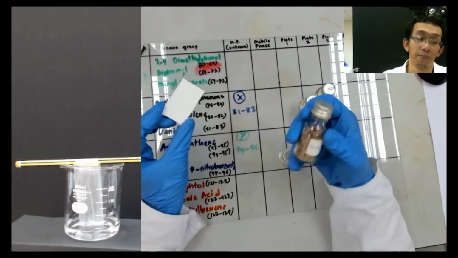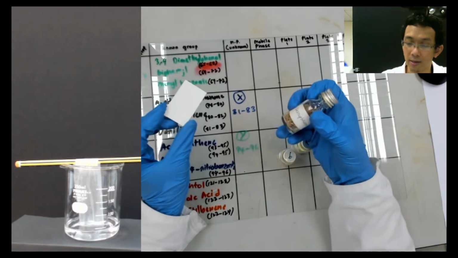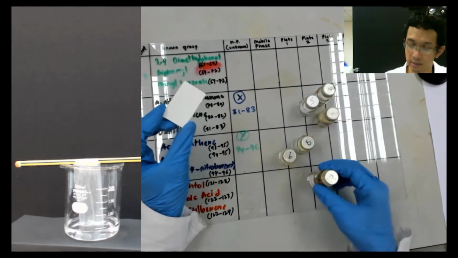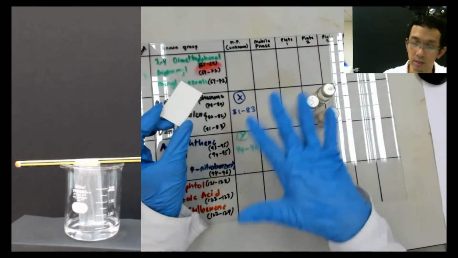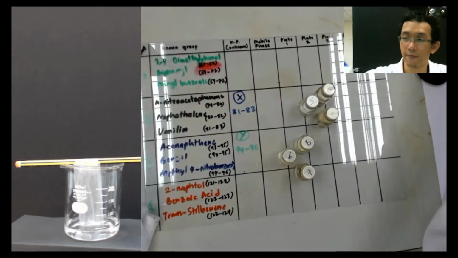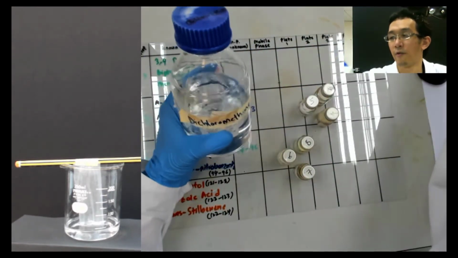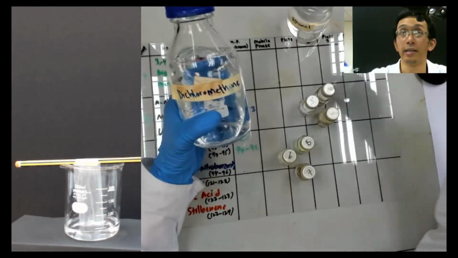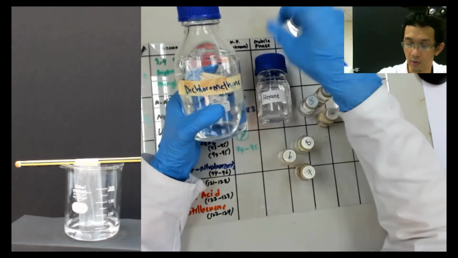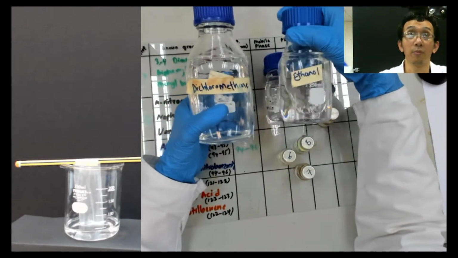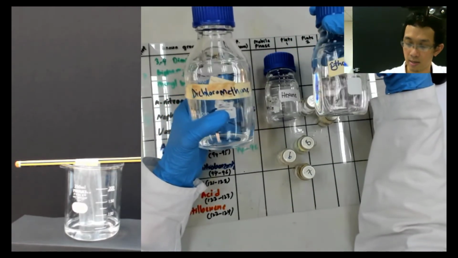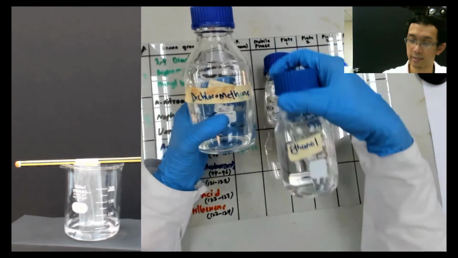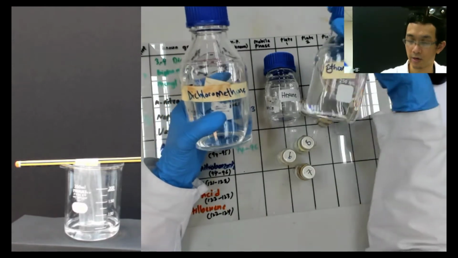So the question now: what will be used to dissolve this? Let's say I give you ethanol, dichloromethane, and also hexane. Which one do you think will be used to dissolve all these 6? You have ethanol, hexane, and dichloromethane.